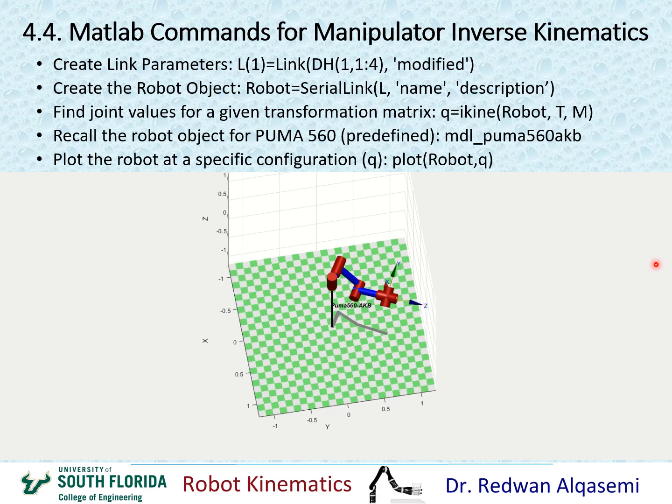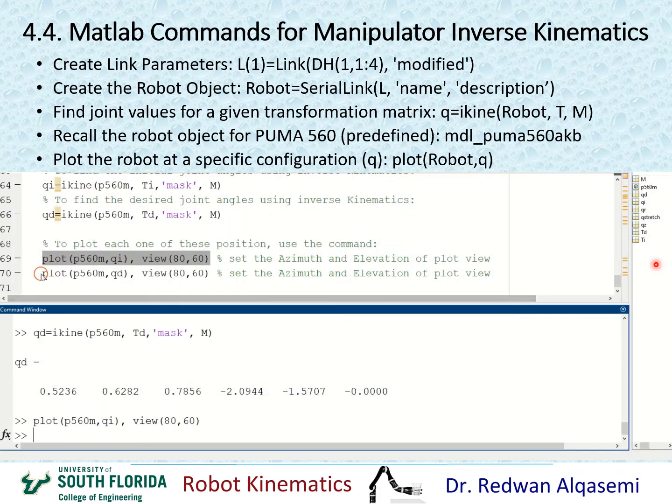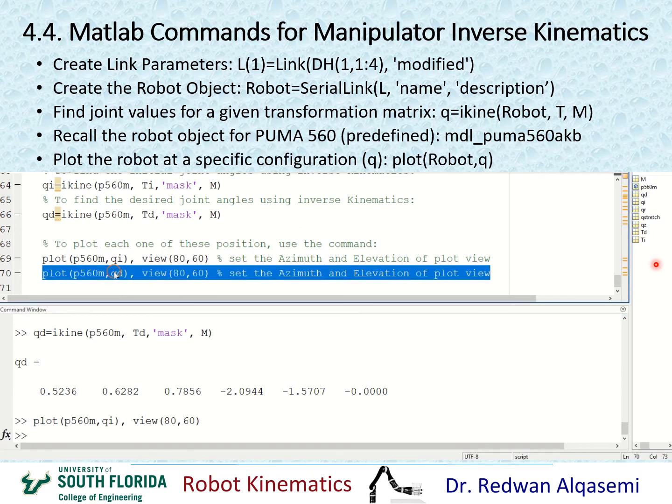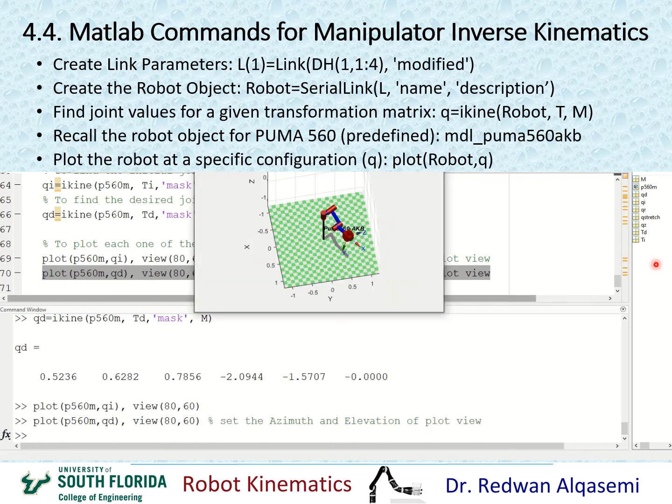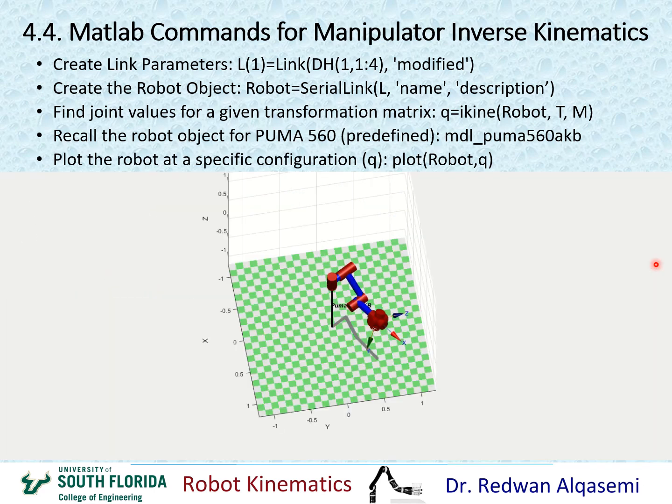Okay, so this is my initial configuration, and then I can do the same thing for my desired configuration. Copy this and paste it here, and that would be how the robotic arm would look like for my desired configuration.